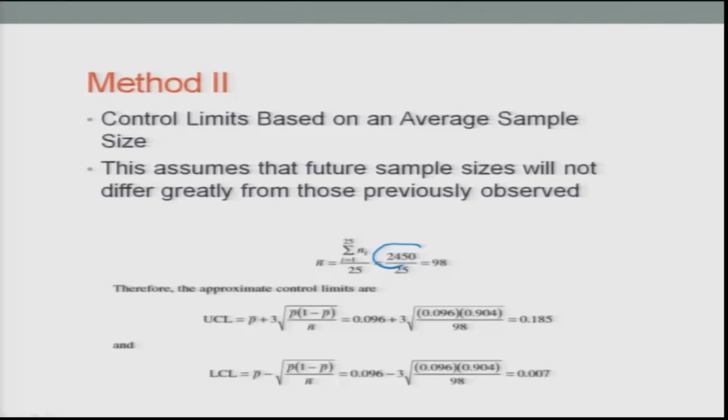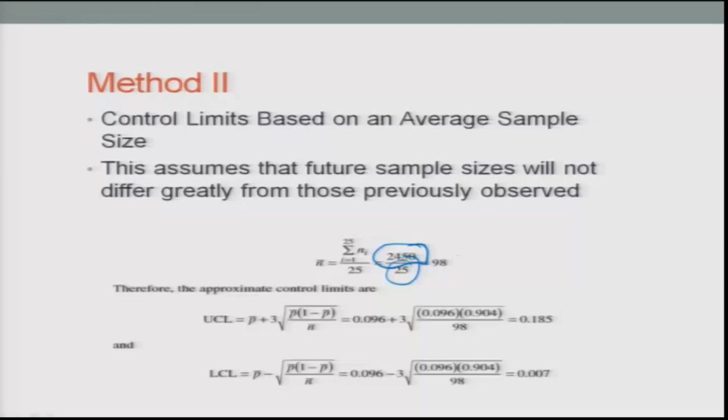This assumes that future sample size will not differ greatly from those previously observed. So, there would be a difference, but the difference is not large. What you need to do is, if you check here, you had taken 2450 total observations. You took observations 25 times, because one time you took 100, another time you took 90, sometime something else. So, there are 25 such.